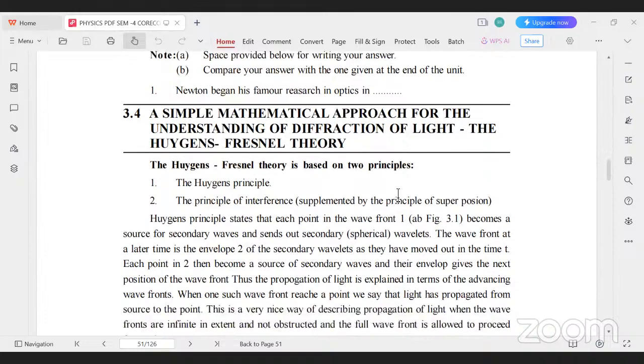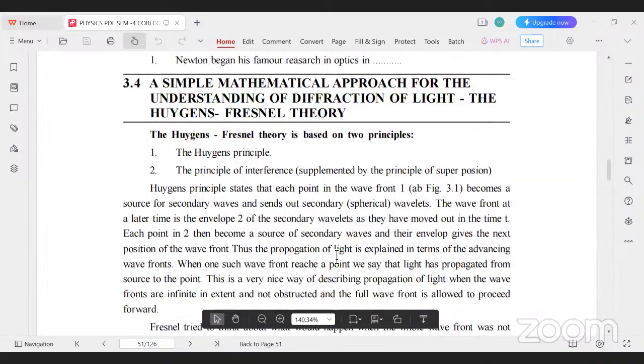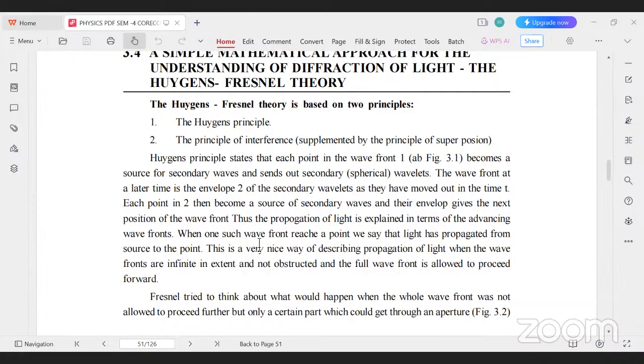Let us go a little further. Consider the principles of interference and the principle of superposition. Huygens' principle states that each point on the wavefront becomes a source of secondary waves and sends out secondary spherical wavelets. The wavefront at a later time is the envelope of the secondary wavelets as they have moved out in that time. It is a good theory and a good explanation, and it is very important to understand this concept.